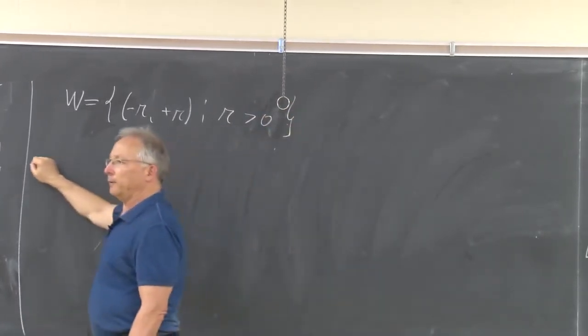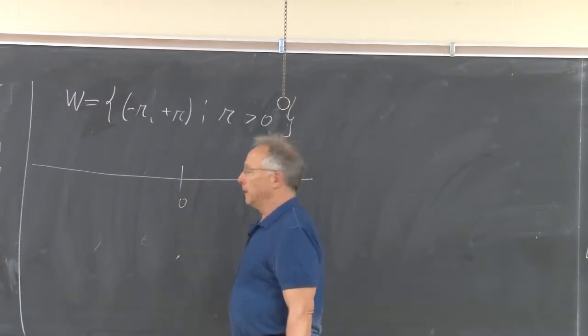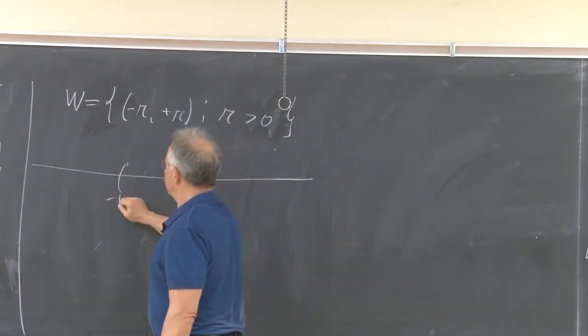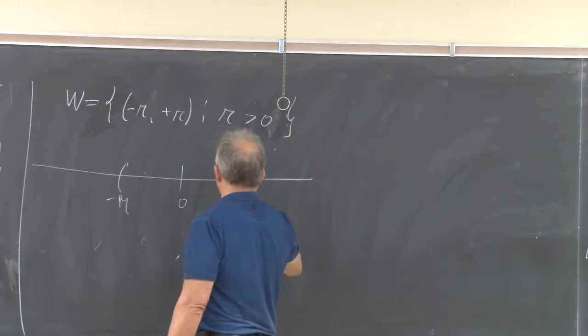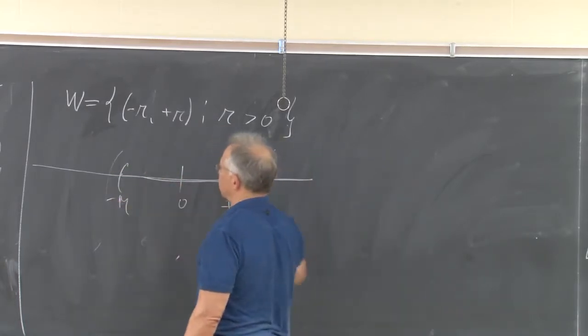So what do I have here? I have here the real line. Here is 0. Here is some minus R, plus R. This is one of my sets. And I have all such sets in W.